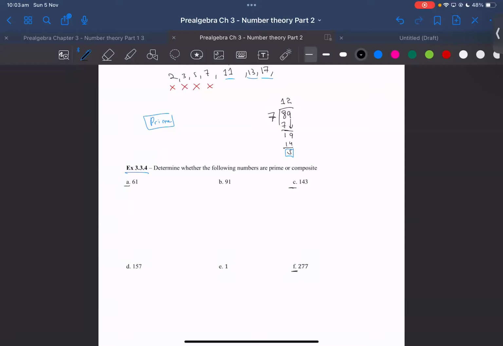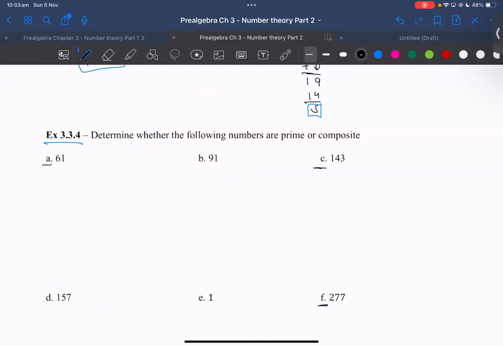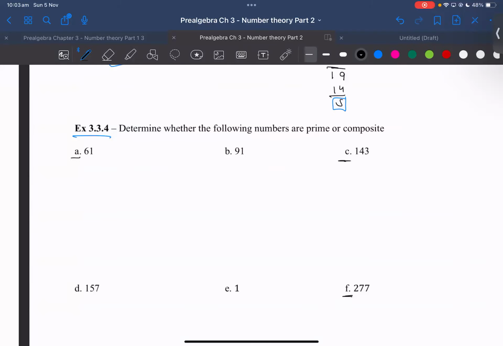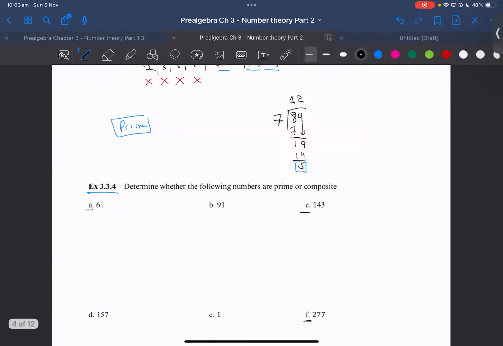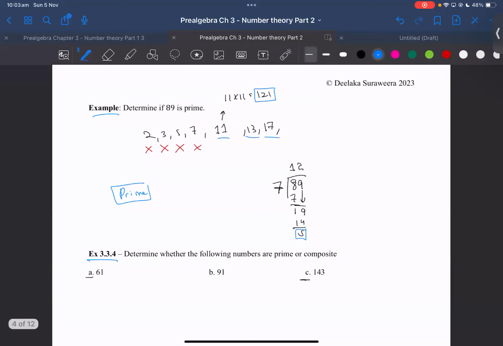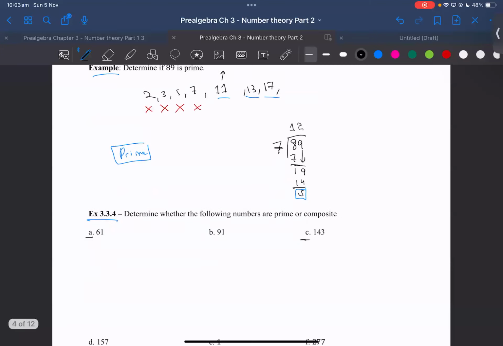I need a bit of help for A. Okay, so do you know which primes you need to test? To see if 61 is prime or not, you only need to test a few numbers. Do you know which numbers to check? When we tested that 89 was prime, we checked with 2, 3, 5, and 7. It's the same for 61, right? Why not 11?